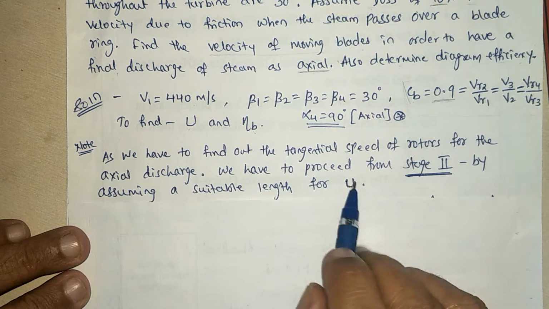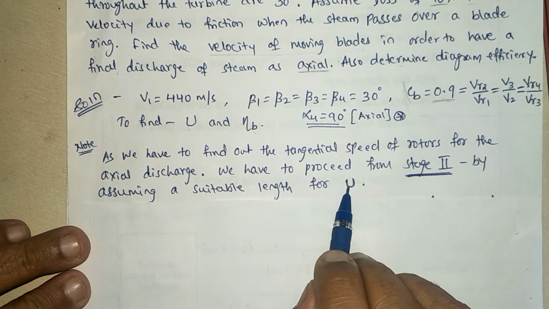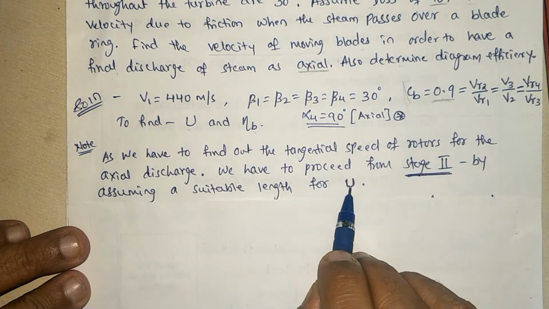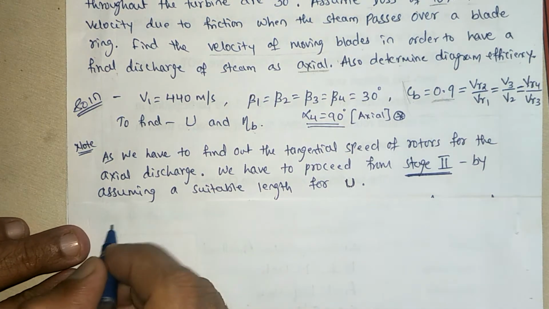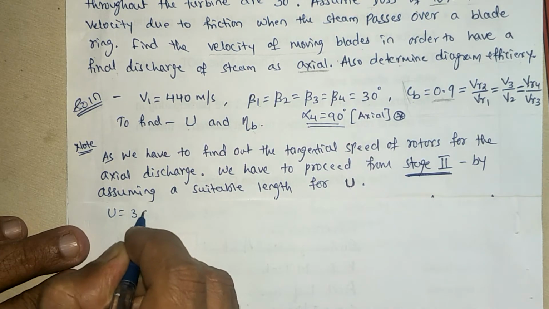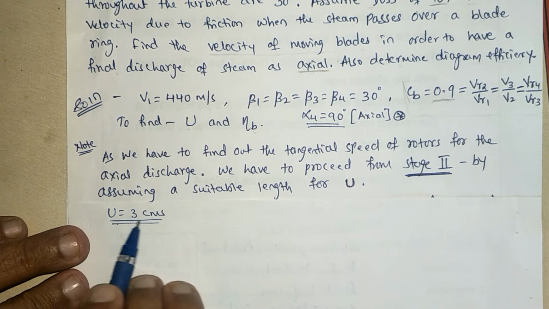Then by multiplying that unit for scale with this suitable length for U, we are going to get the magnitude of U. So at present we will assume U is equal to 3 centimeters. We don't know the magnitude, we only know the length of U, so we are assuming it here. Later on, by multiplying by the scale, we are going to get the magnitude of U.